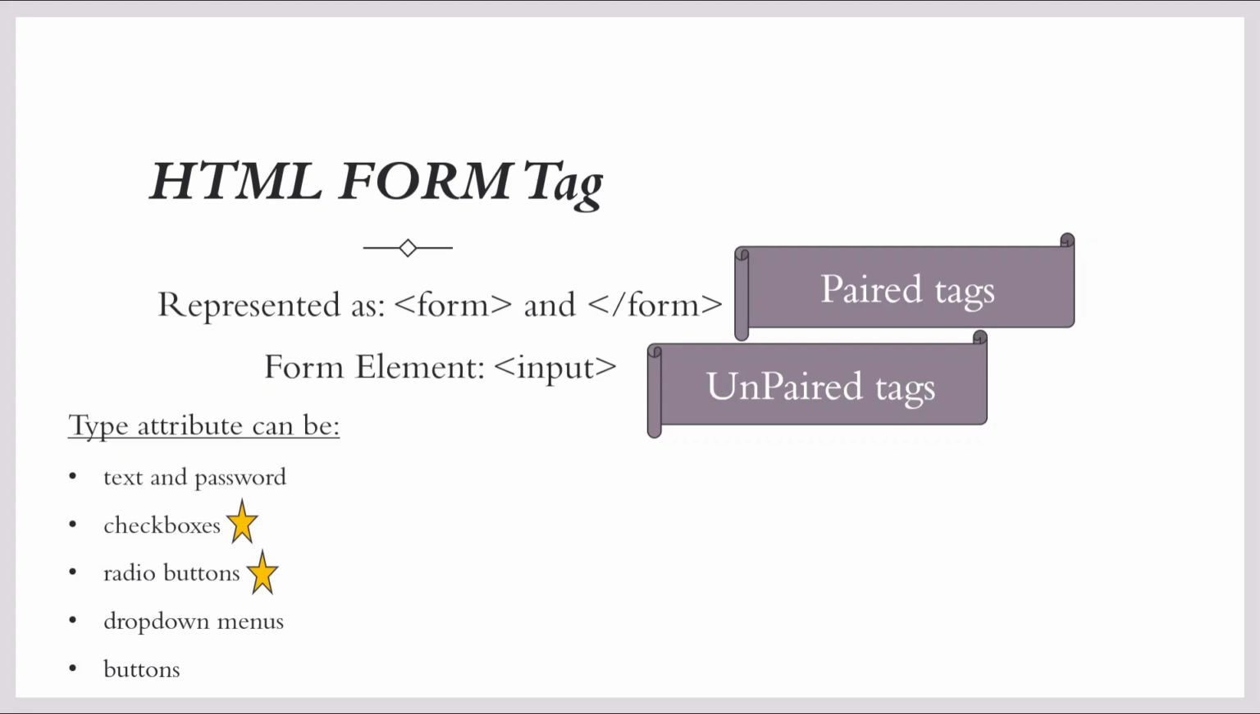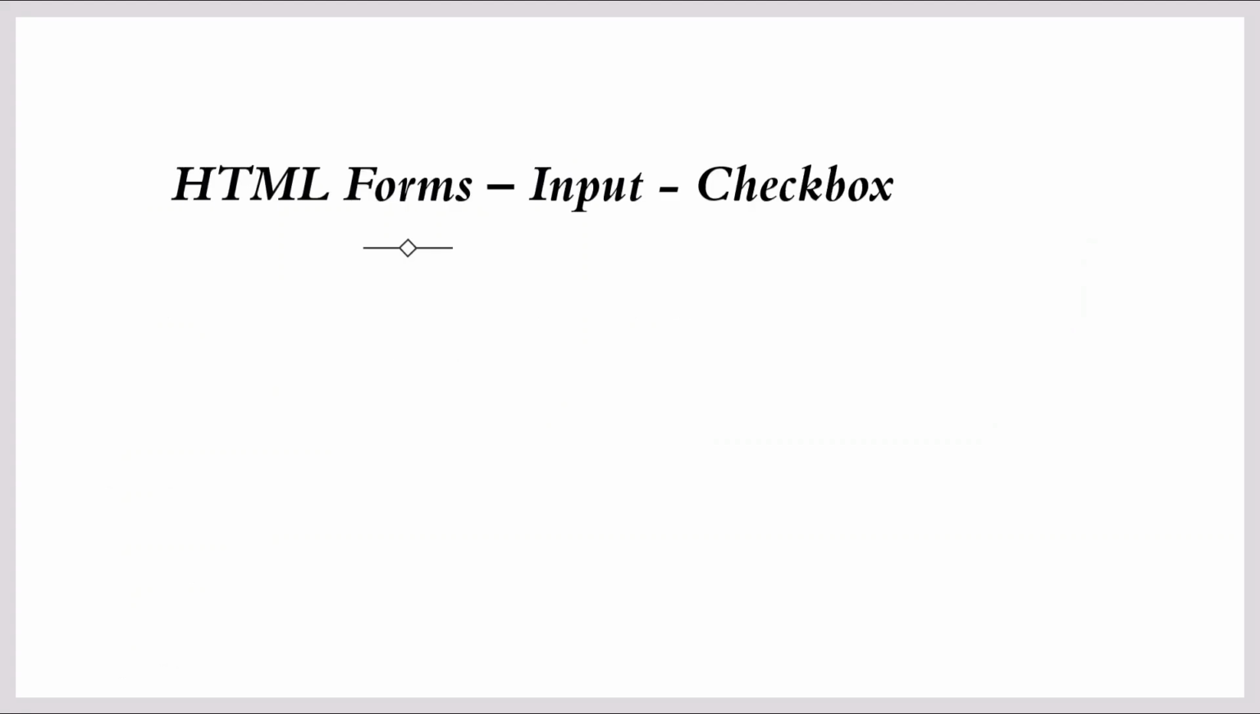Checkboxes and radio buttons are used when users need to select one or more options from a list. Checkboxes allow multiple selection while radio buttons allow only one selection. Let's start with checkbox. Checkboxes allow users to select one or more options from a list of choices. They are commonly used in forms for things like selecting preferences, agreeing to terms, or indicating choices.